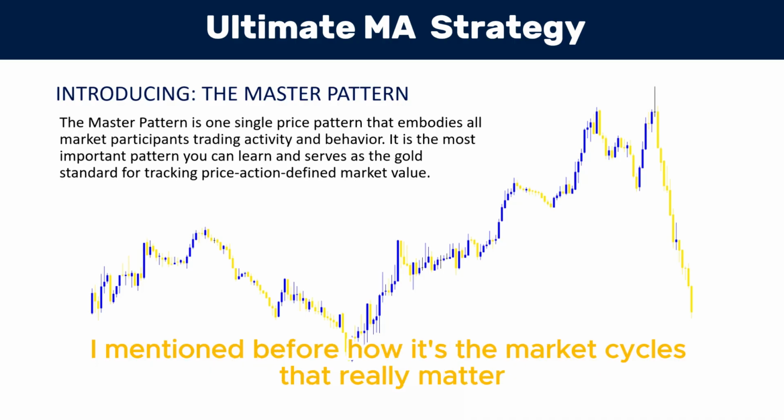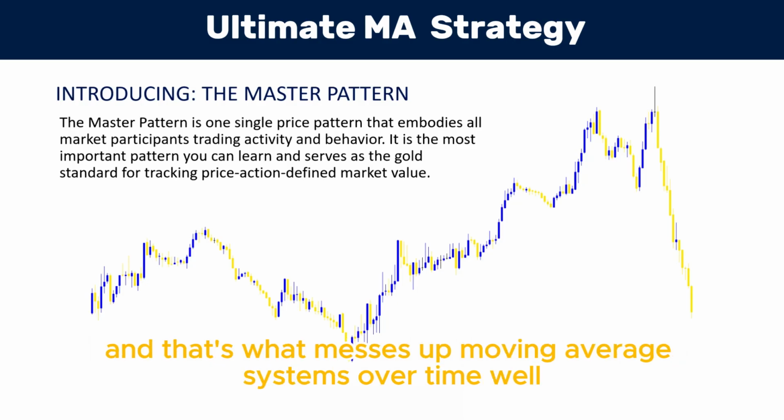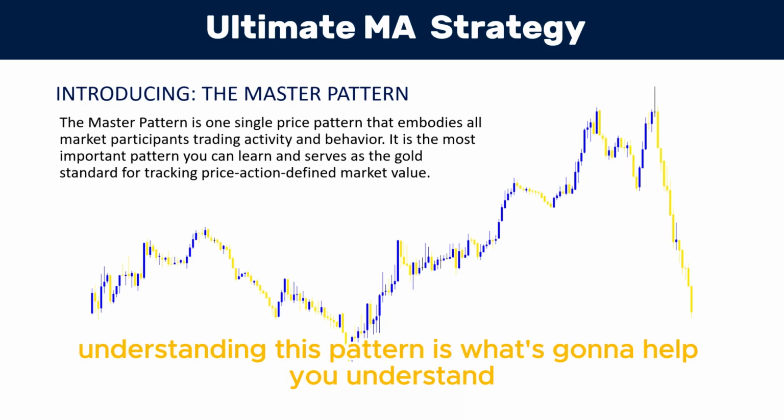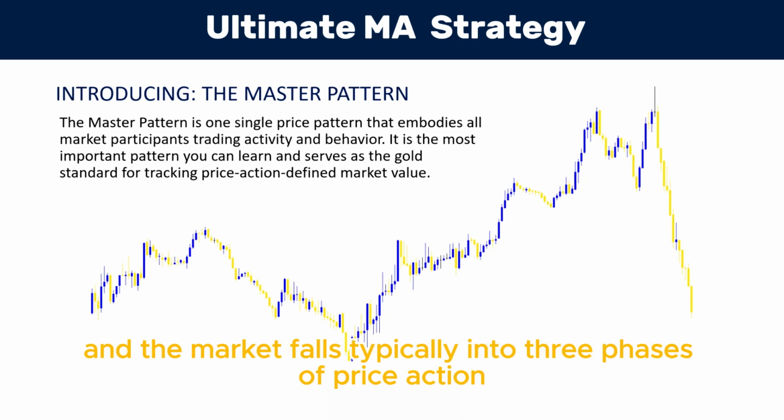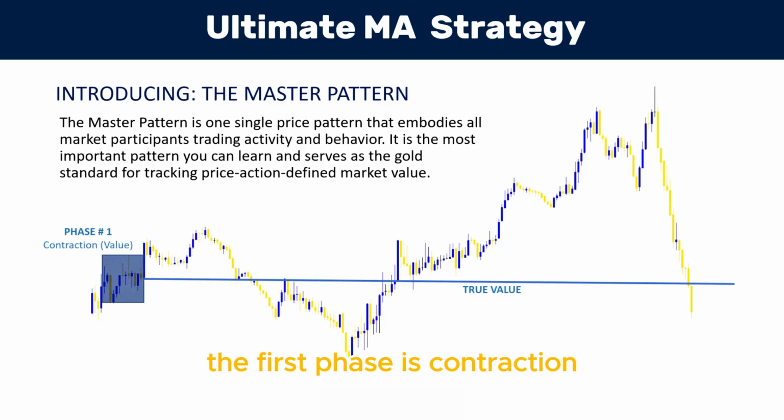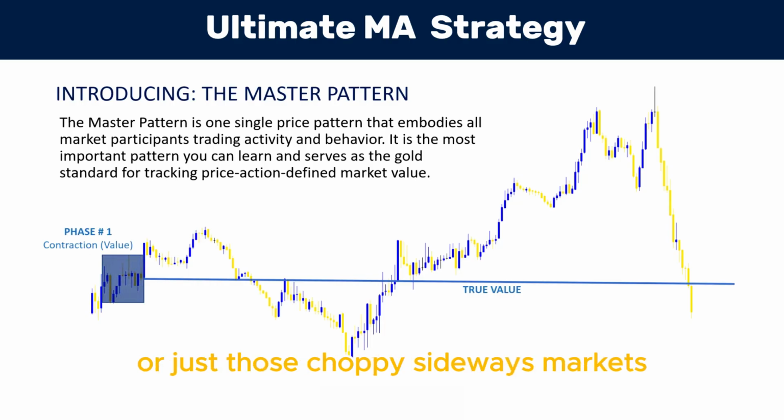So remember how I mentioned before how it's the market cycles that really matter, and that's what messes up moving average systems over time? Well, understanding this pattern is what's going to help you understand what phase the market's in. And the market falls typically into 3 phases of price action. The first phase is contraction. You may know this as consolidation or just those choppy sideways markets.